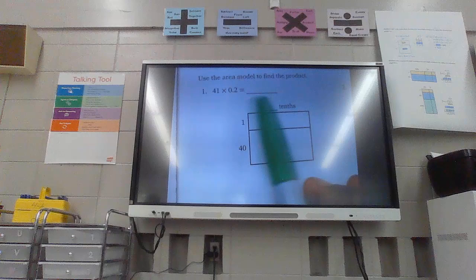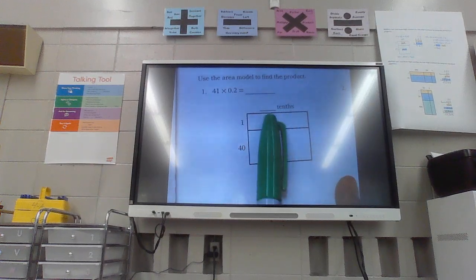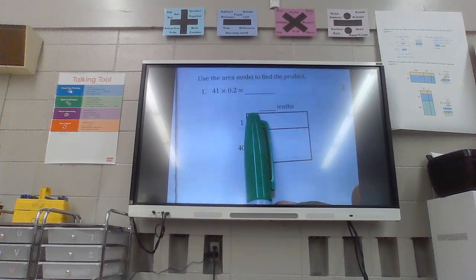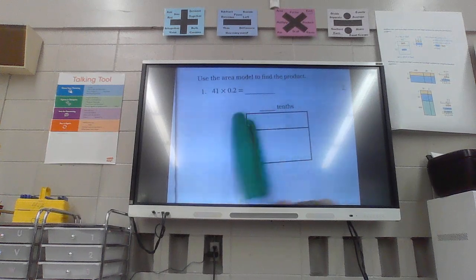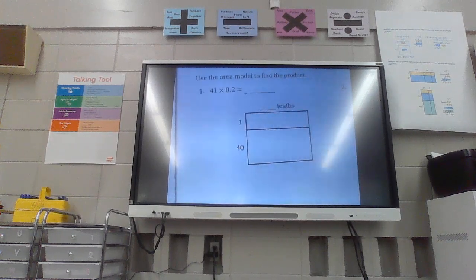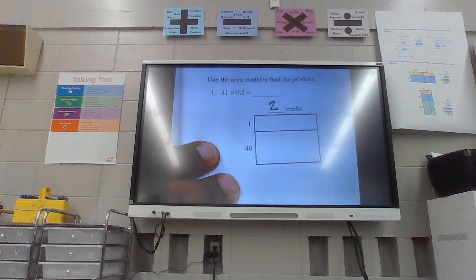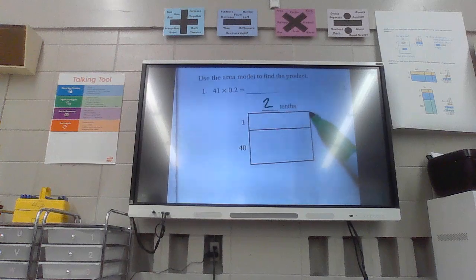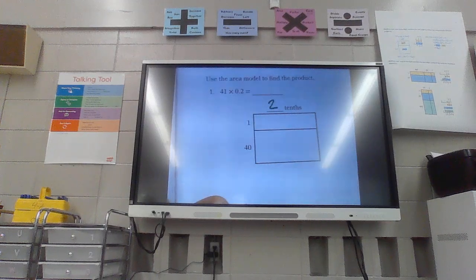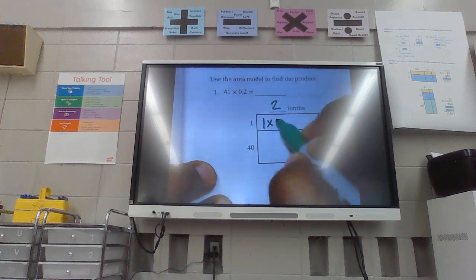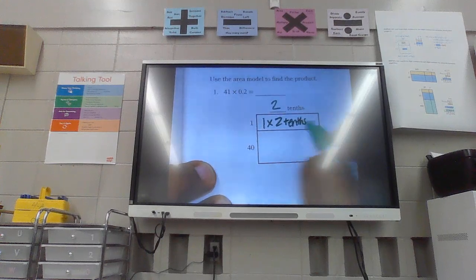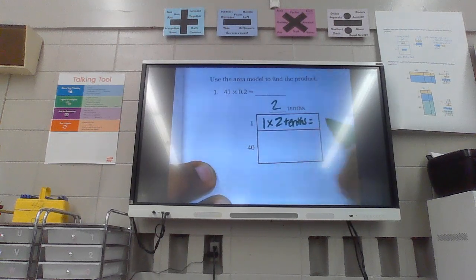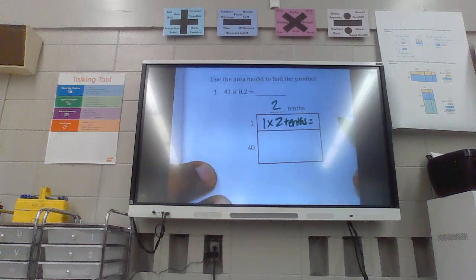Right? So this is just taking this decimal that they give us and putting it in, what's that form called? Not decimal form. Unit form. Put it in what? Unit form. So I'm going to just put that 2 there. And I have to remember that whatever I'm multiplying that 2 by, I'm multiplying it by the tenths, right? So what is being multiplied in this top box? 1 times what? 2 tenths. And what is 1 times 2 tenths? 2 tenths.